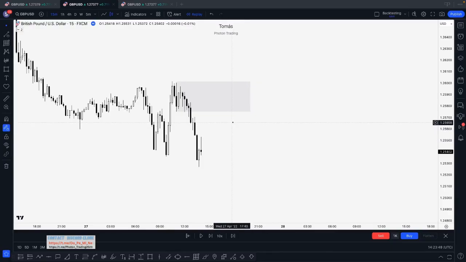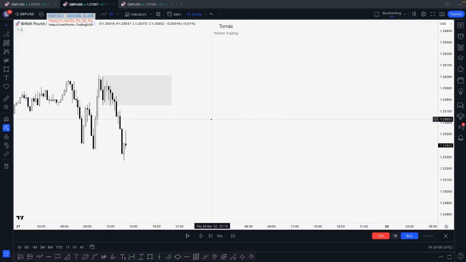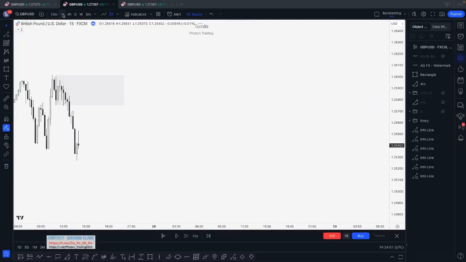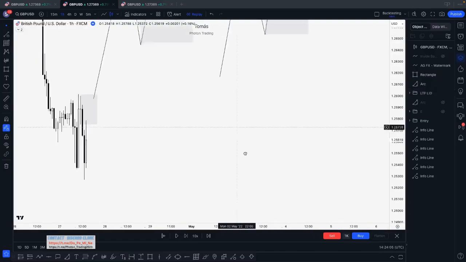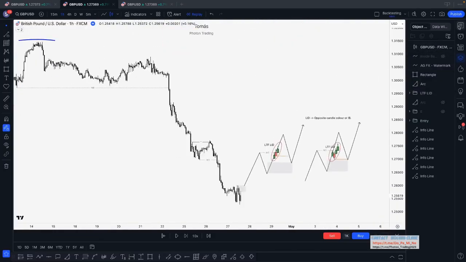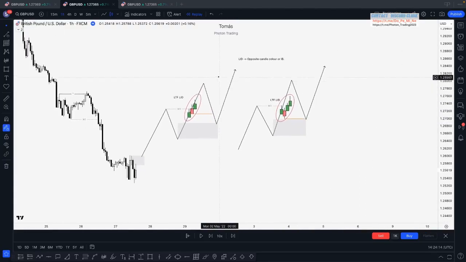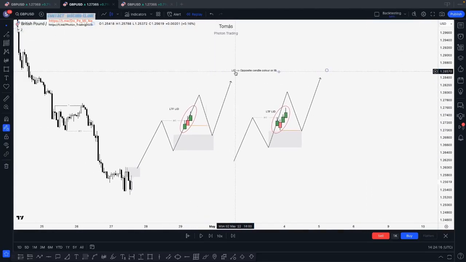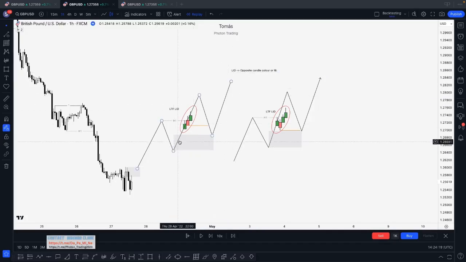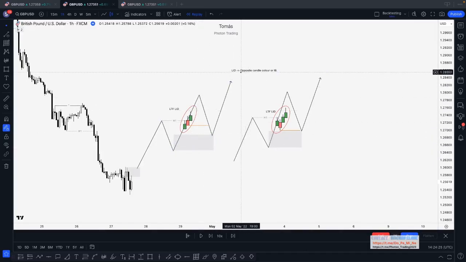Now, what do I do? Okay, this video is specific for LC1. So now I'm going to tell you what my LC1 rules are, right? So my LC1 rules, let me just tell you very, very quickly, is that the lead is always on the left leg, on the leg that moves away, not the pullback, and any opposite candle color or inside bar.